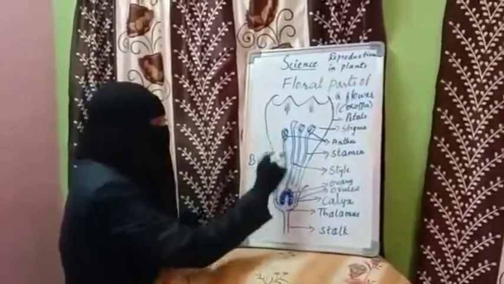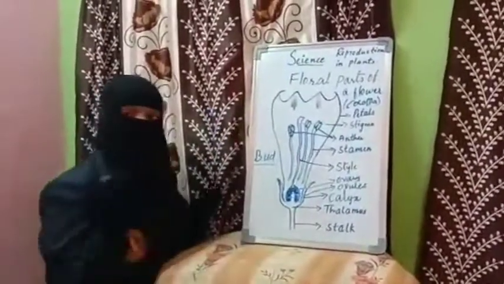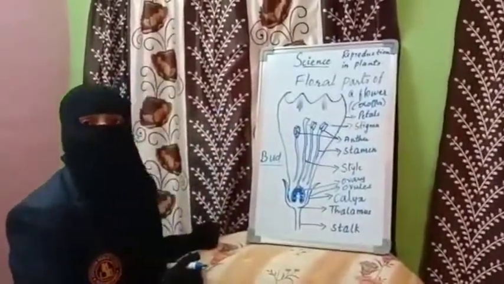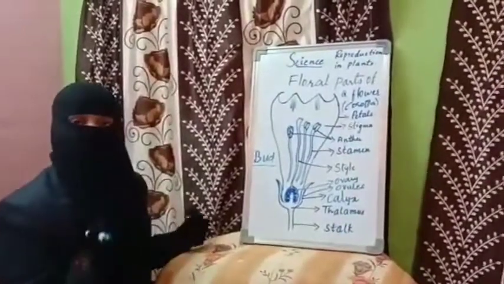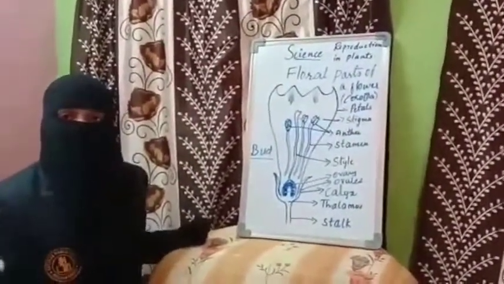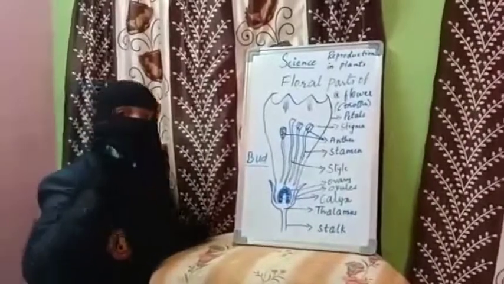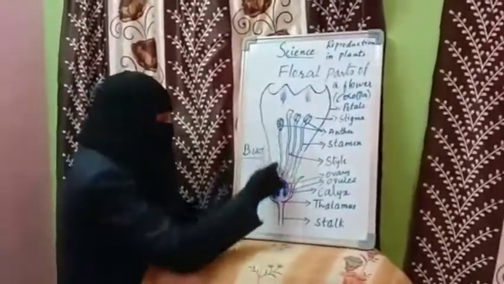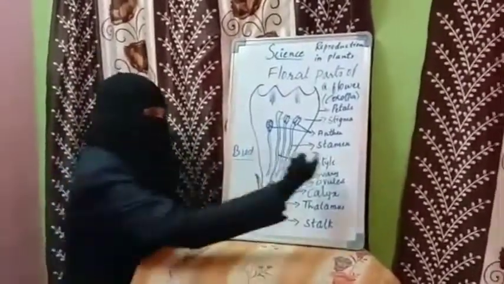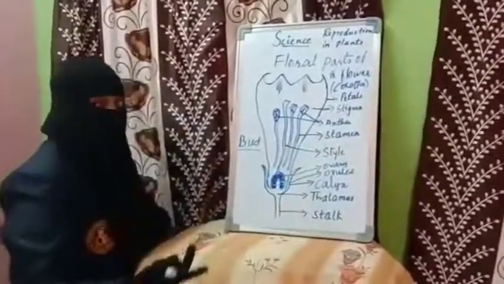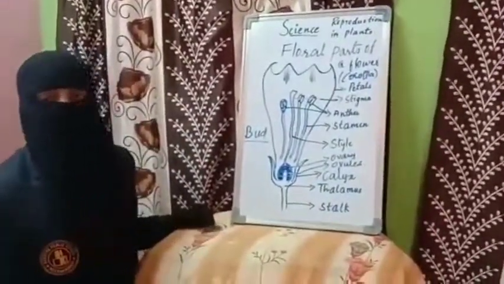Okay. After this, the stamen is also called the androecium. Androecium is nothing but the male reproductive organ of a flower. So this structure has two names. Generally it is called the stamen, and the alternate name of it is androecium.